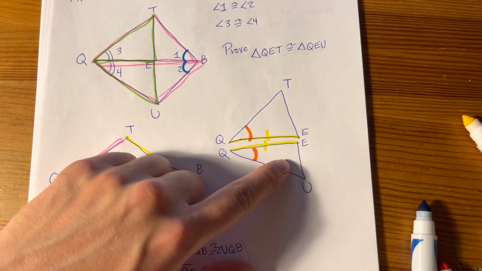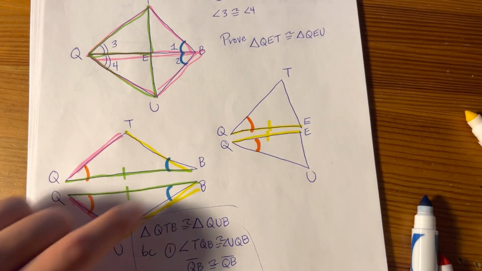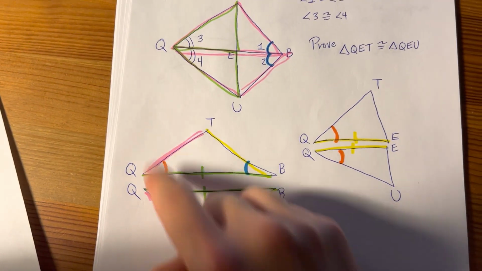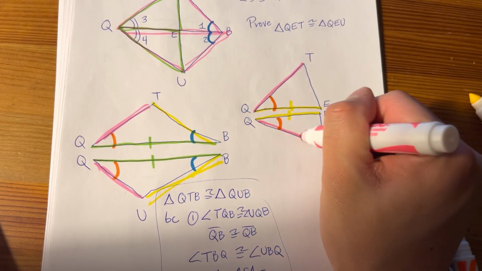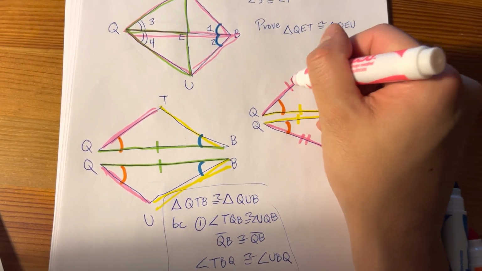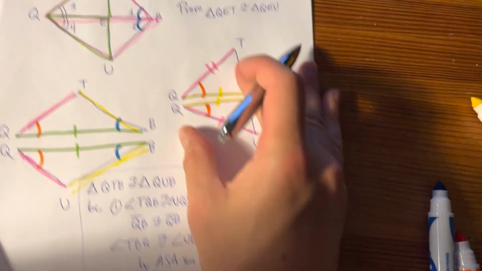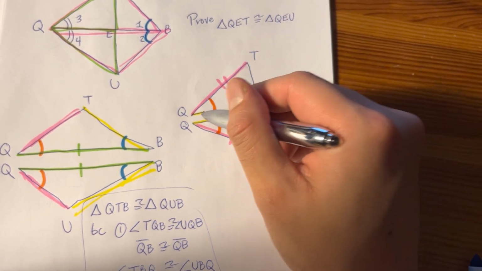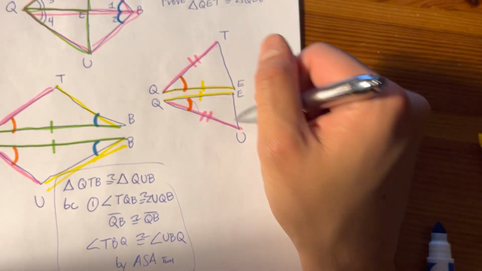Does that help me here? No, it doesn't actually. Let's look at the other side. QT is congruent to QU, and that does help me. So these pink sides that I found to be congruent are the same pink sides over here. And now we have enough information to prove that these two triangles are congruent. See, we have a side, and we have an angle, and we have a side. So we proved that these two are congruent.